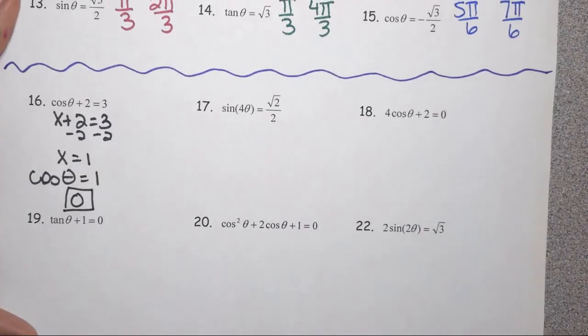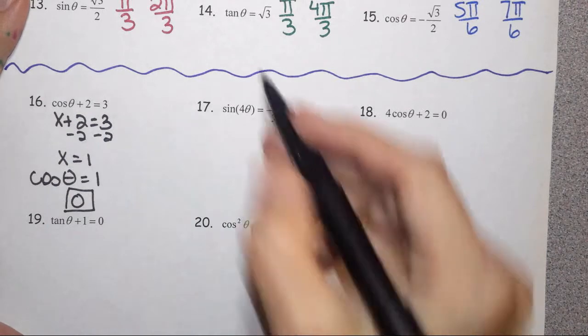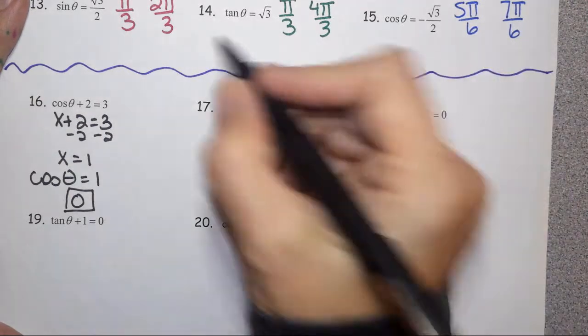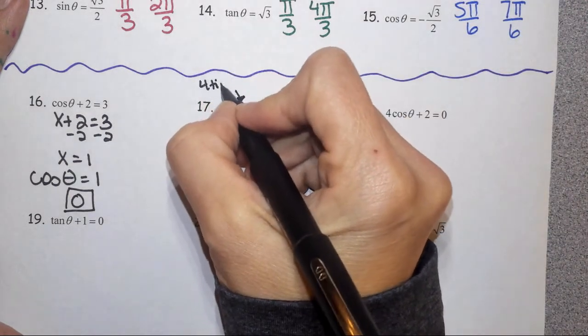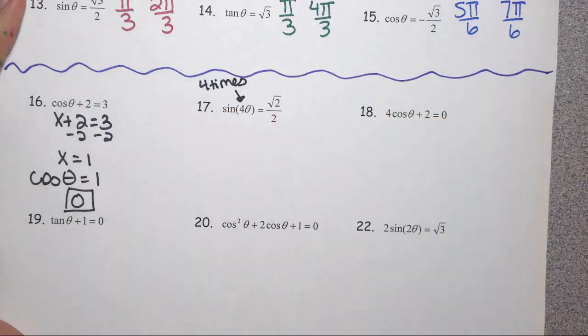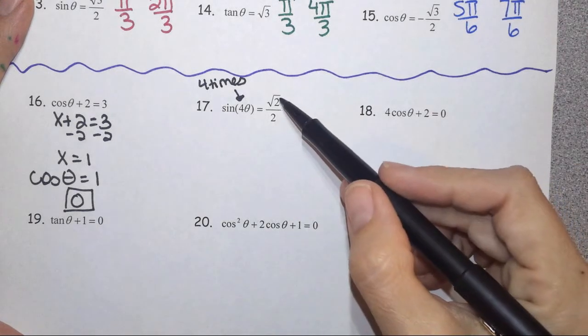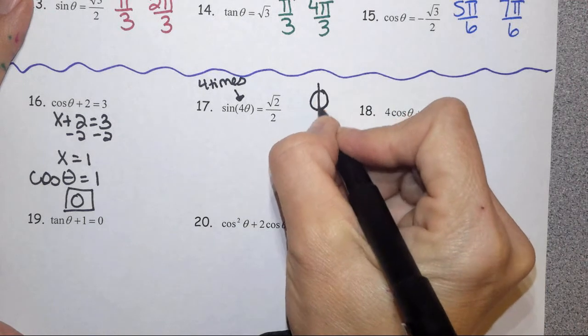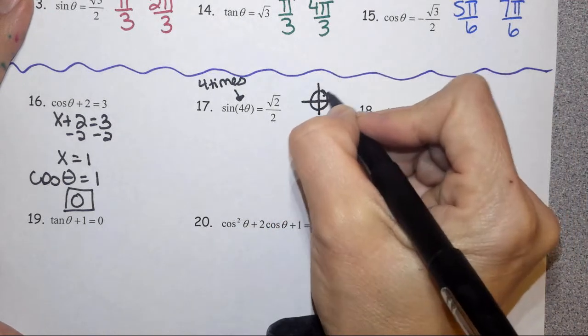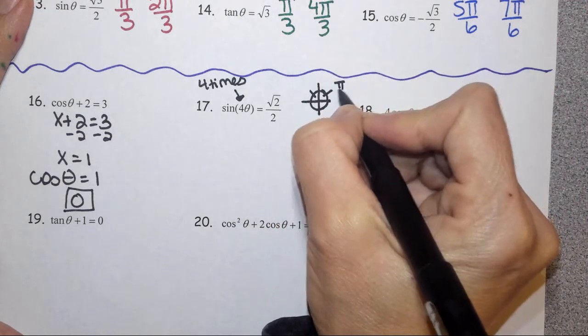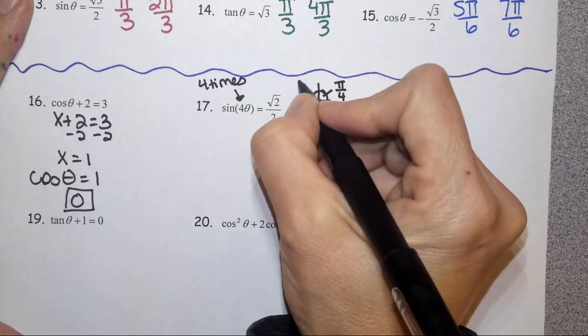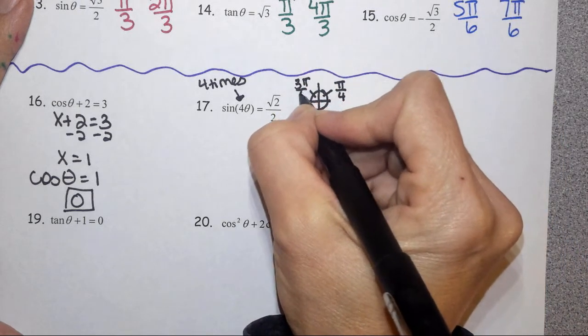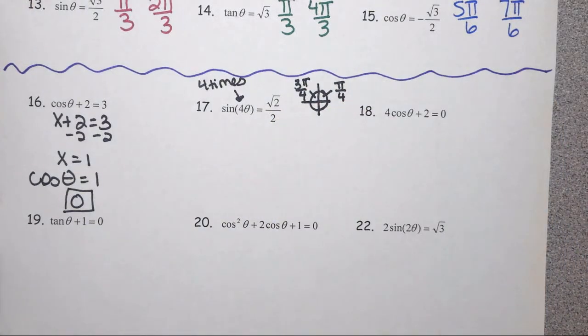Number 17 is the dreaded problem that nobody likes, because I'm going to go around the circle 4 times. So the first thing you want to do is find out where on the circle does sine equal root 2 over 2 just going around 1 time. So here's my circle. And sine is a positive root 2 over 2 at pi over 4 and at 3 pi over 4. That's going around 1 time.